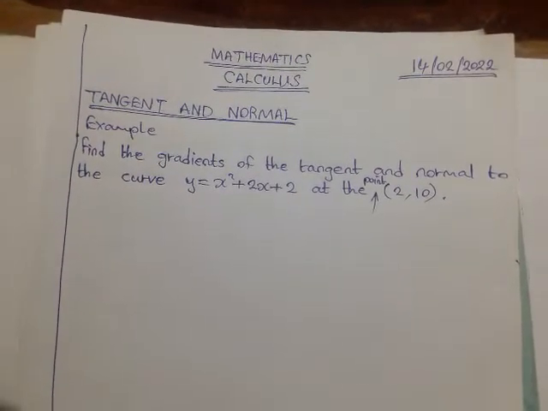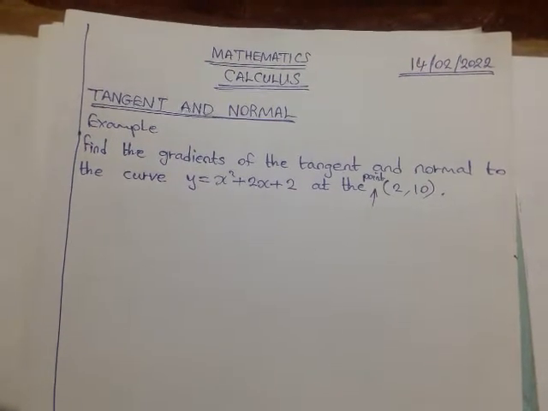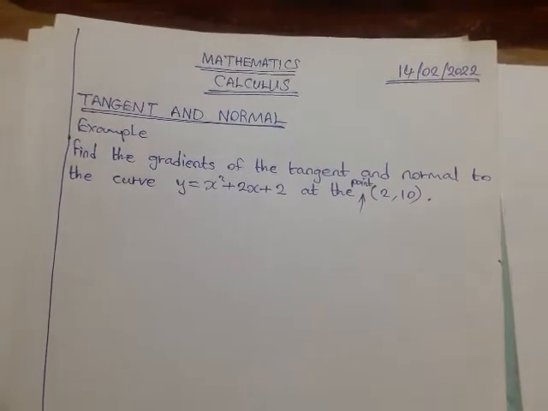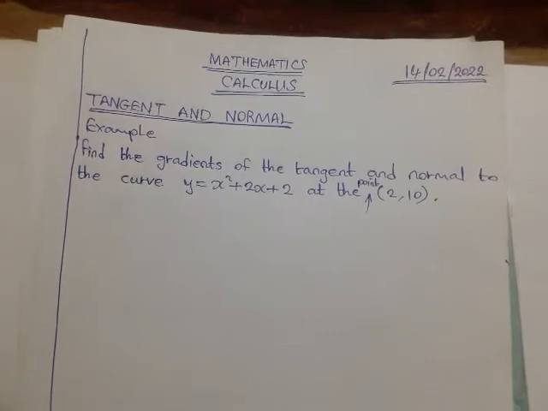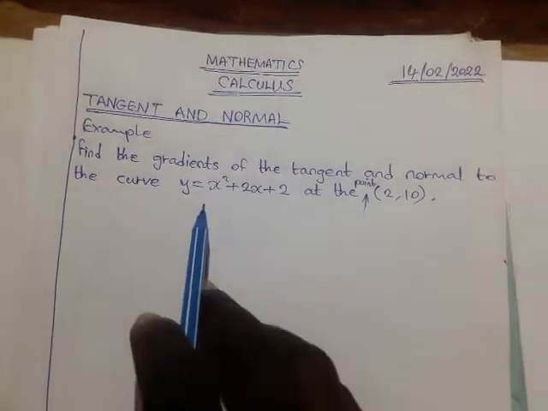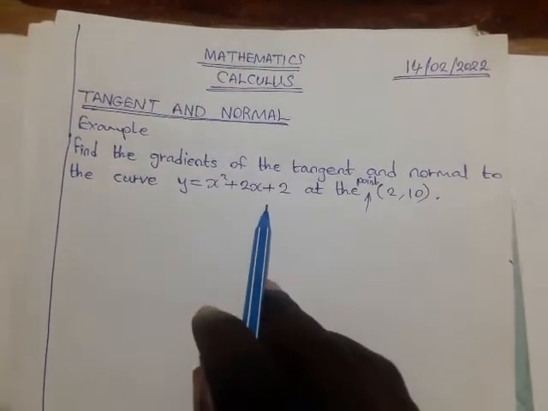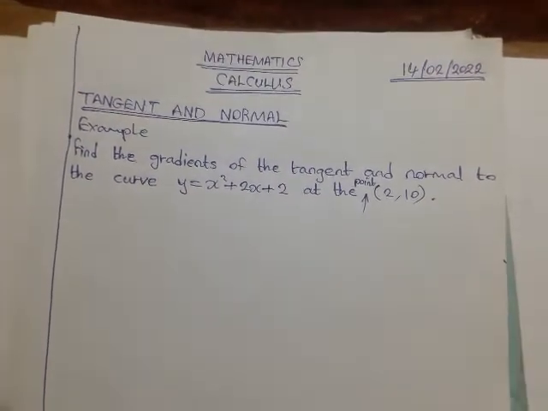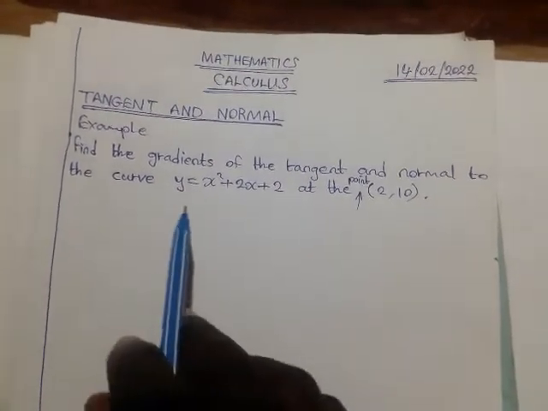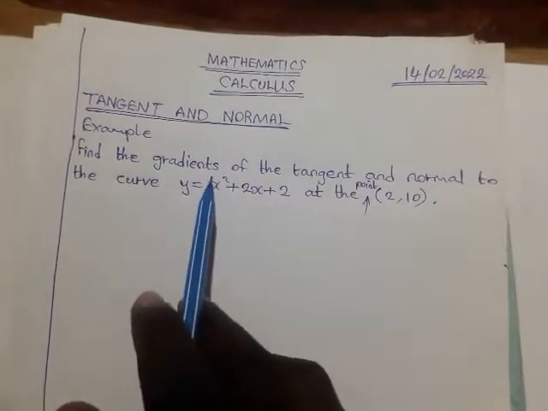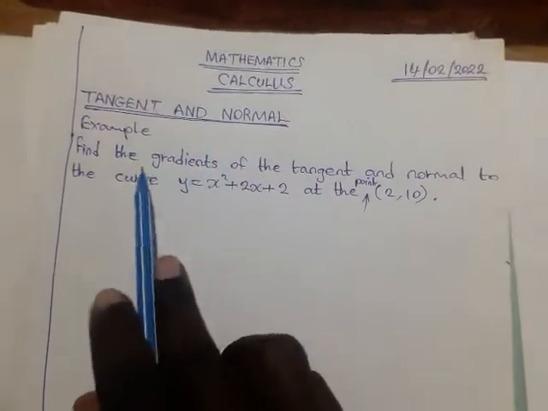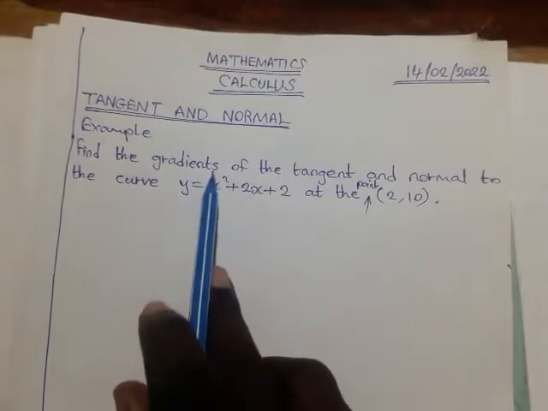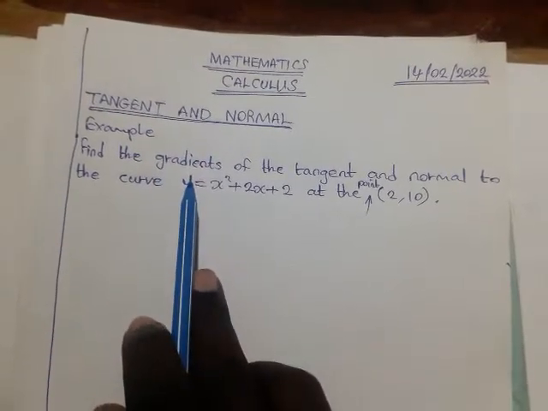Find the gradients of the tangent and the normal to the curve y equal to x squared plus 2x plus 2 at the point (2, 10). So in this question, what they want us to find is the gradients. They want us to find the gradients.